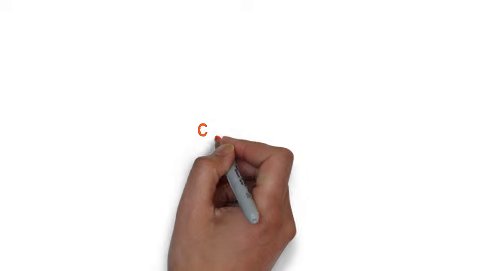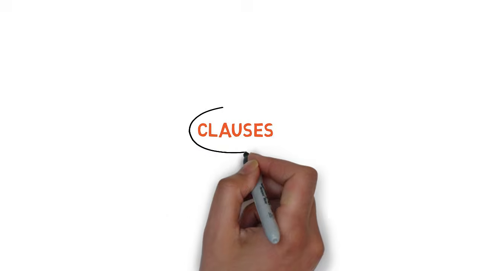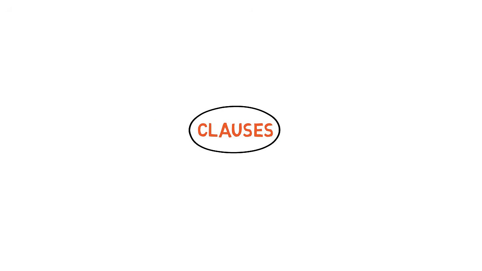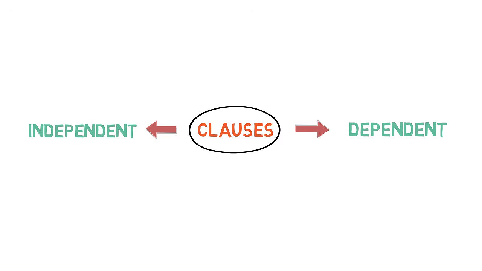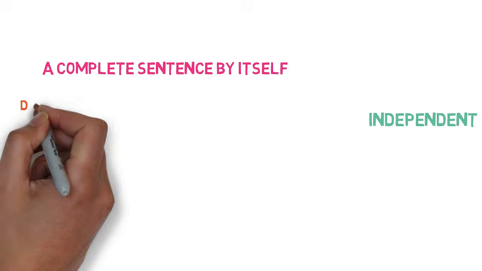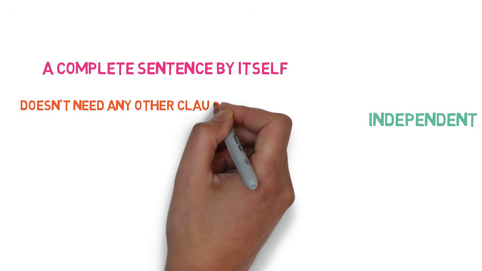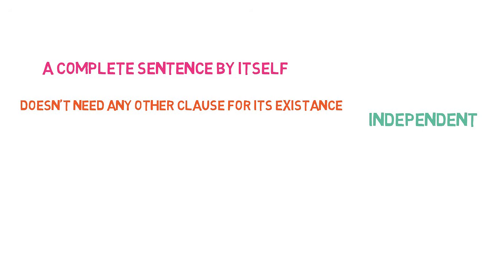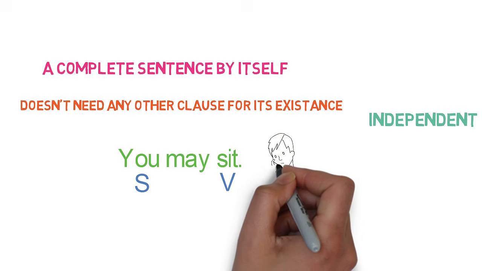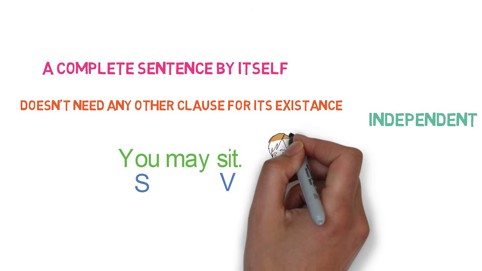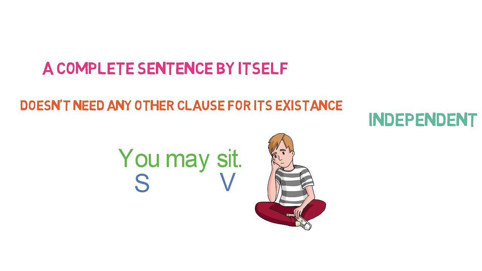Now, clauses are mainly divided into two parts based on their usage. It may be independent clause or dependent clause. An independent clause is actually a complete sentence by itself. It doesn't need any other clause for its existence. For example, you may sit. Here, you is the subject and sit is the verb, and the whole sentence is giving a complete thought by itself. So, it's an independent clause.